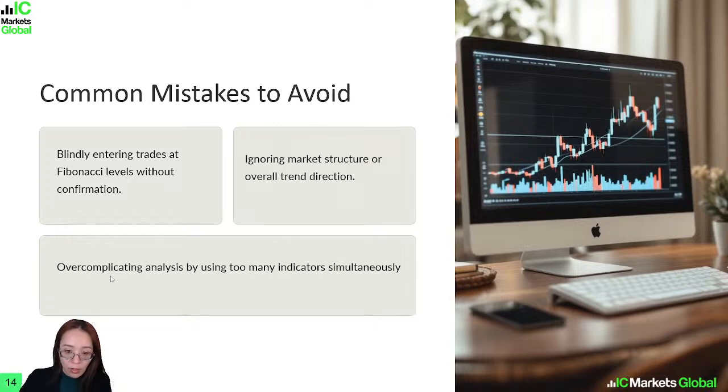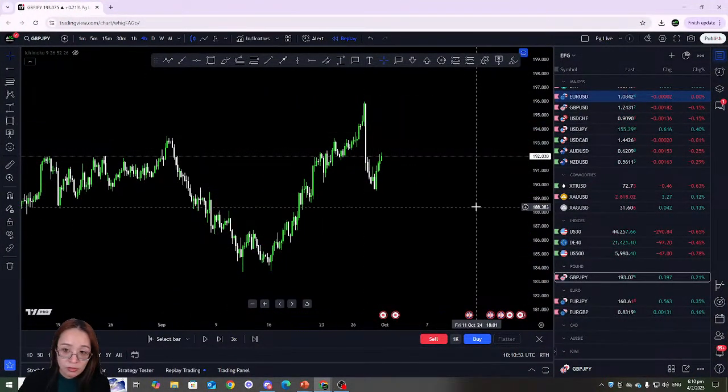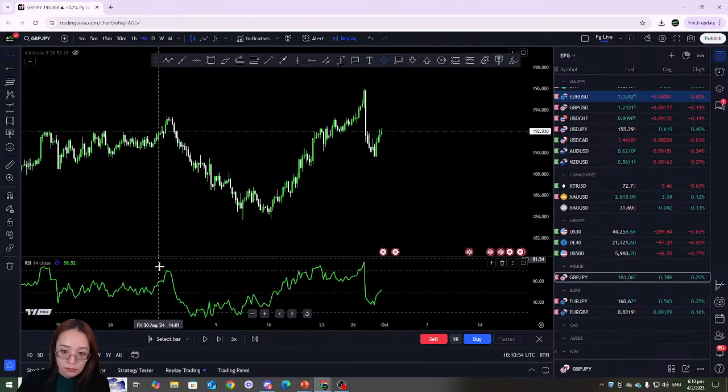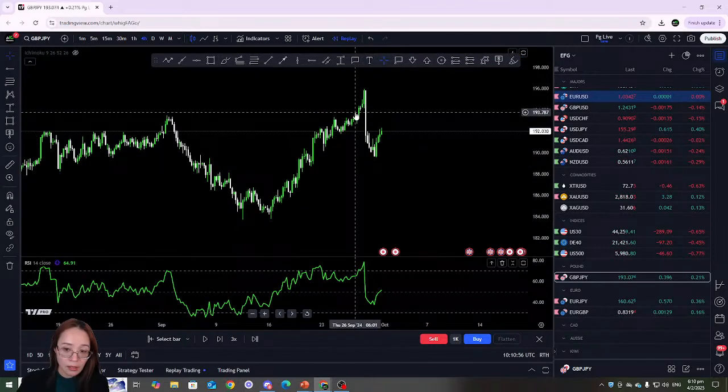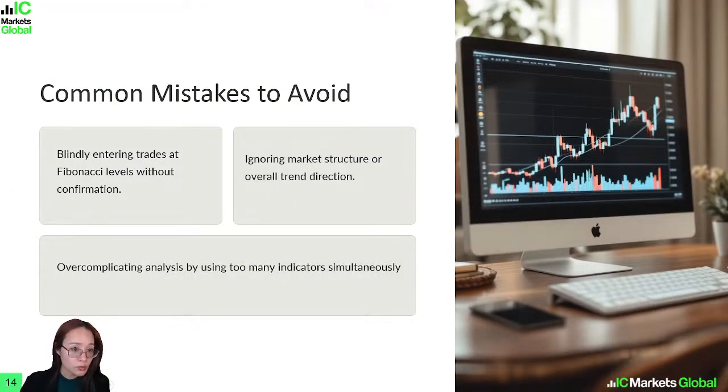Another mistake is overcomplicating analysis by using too many indicators. So how many indicators should you keep? I personally use RSI and Fibonacci retracement and extension. That's all. If you use so many indicators, you might get confused. So try not to use too many.